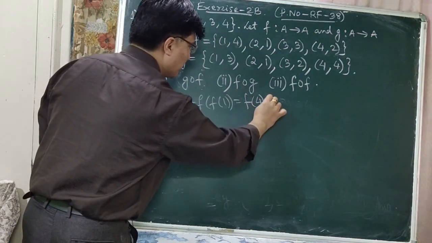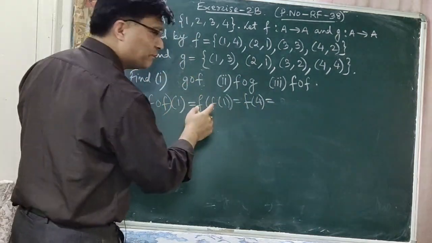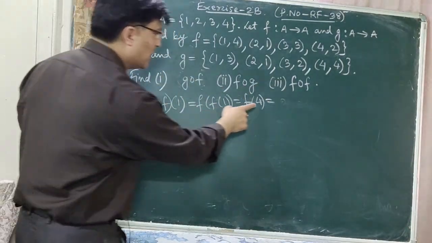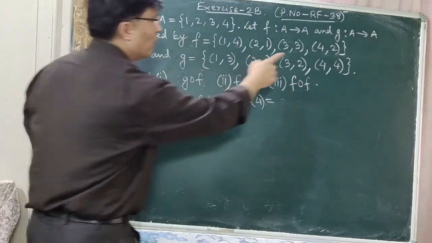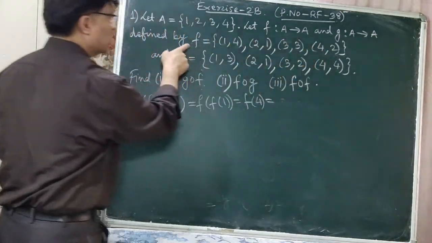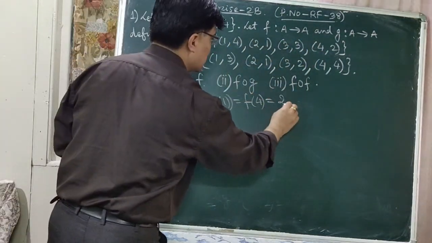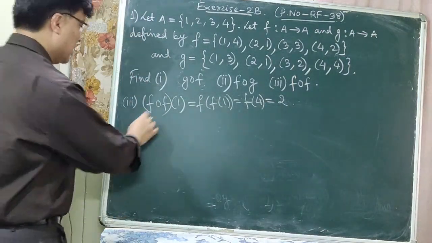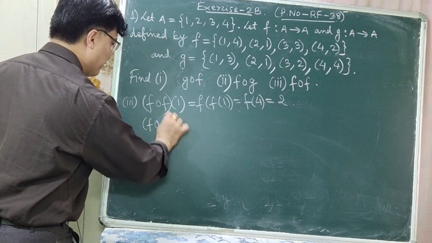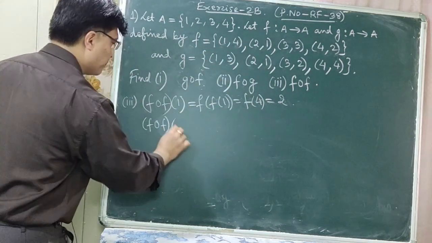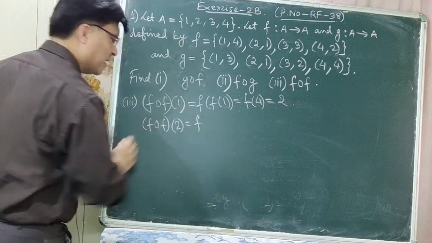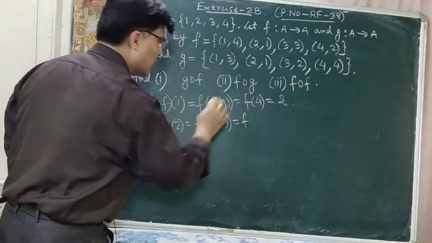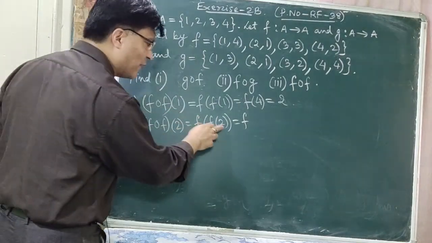That is, what is the value for f of 1? It is 4, which is equal to, again, f of 4. What is the value for f of 4? That means 4 is related with which number under f? 4 is related with 2 under f. That is, it is 2. So I think you have understood it. Okay. Next, fof of 2, which is defined as f of f of 2. Within the bracket, now there is f of 2.